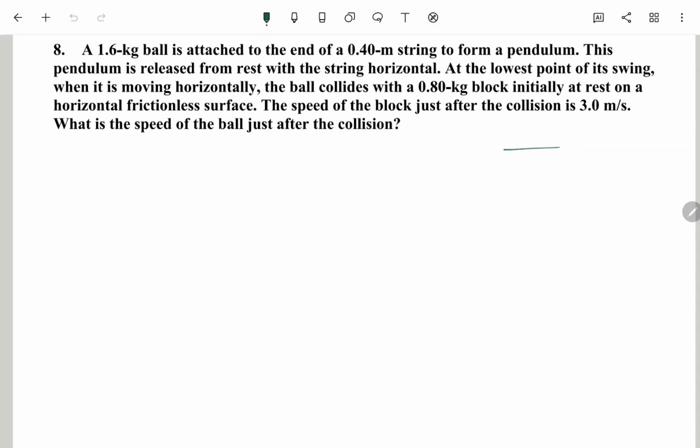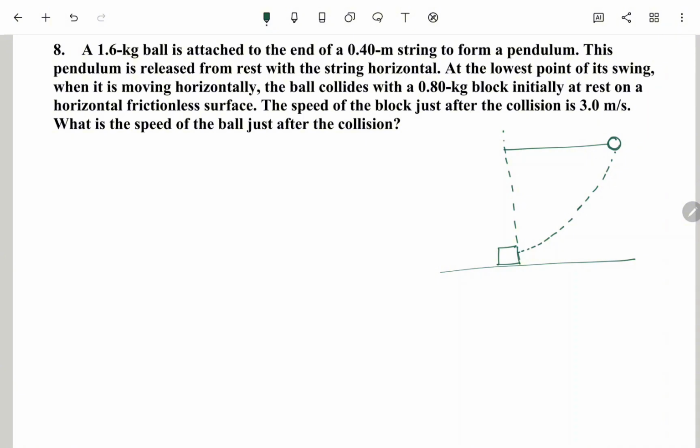Here's the situation. We have an object like this one here and another object located somewhere right here. Now this object is freely released and collides with this block here, which is initially at rest. We would like to calculate the speed of the ball just after the collision, given that the speed of the block just after the collision is equal to 3 meters per second.